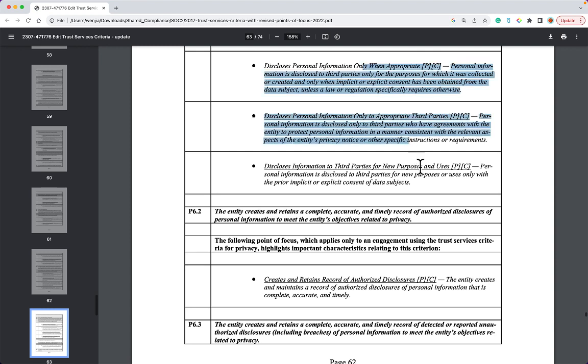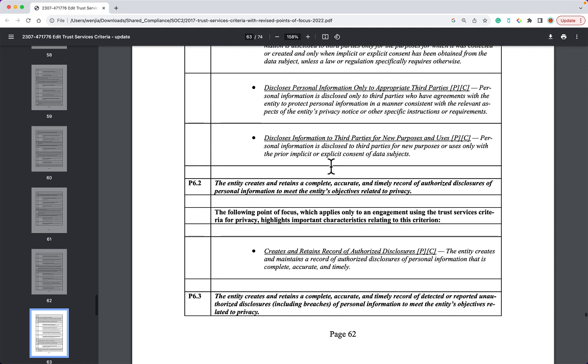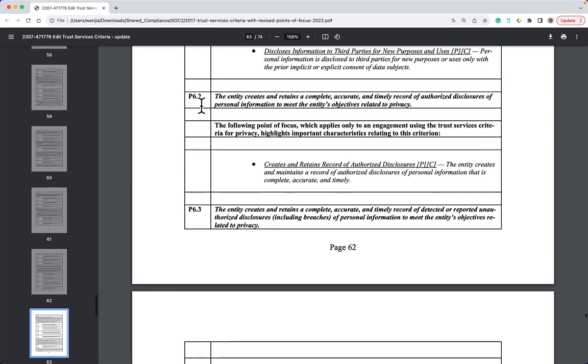This is all the same. All these points, you need to check the third party if they are okay, and disclose information to a third party for a new purpose and use. And you have to have the consent from data subjects when the party is using this information for some new purpose. You have to let your user know.